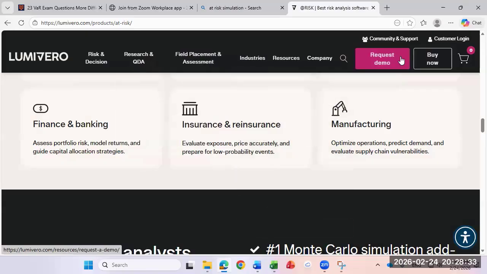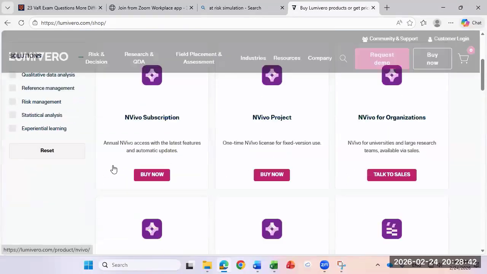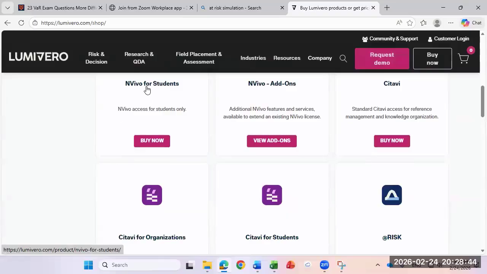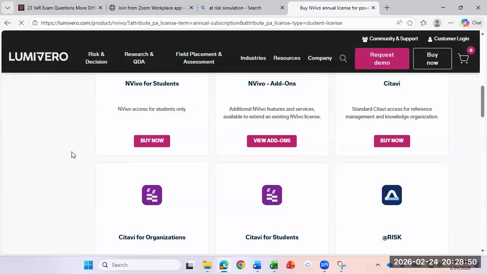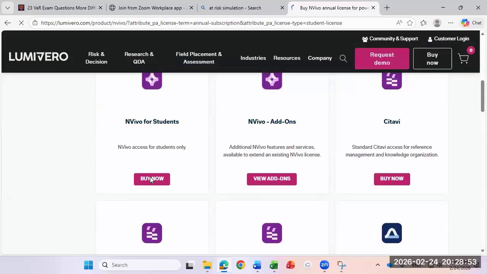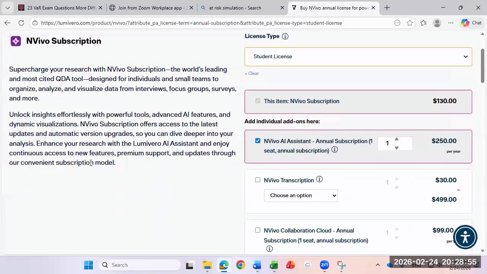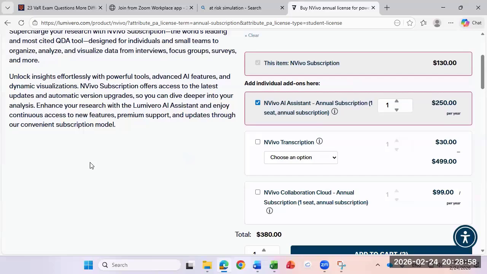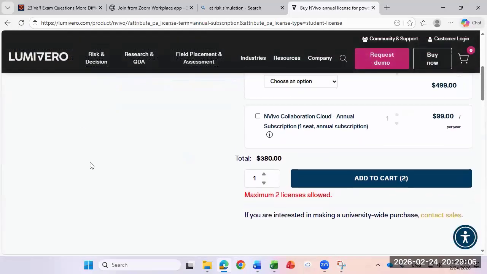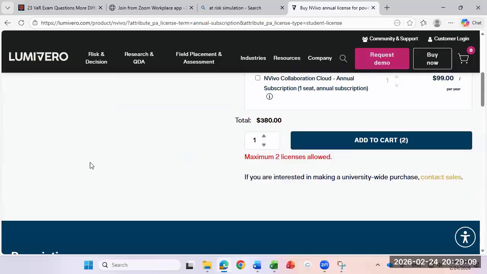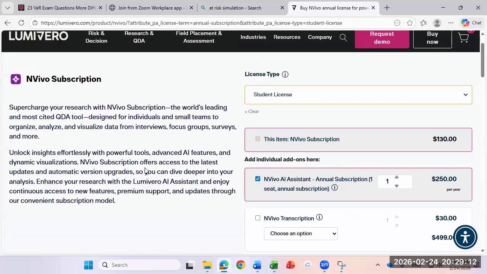Somewhere in here has it. Buy now, maybe it would tell me. Well, it takes forever. There we got it for students. That means it's cheap, right? Or not? $130 a year. It's not terrible. I don't know what these other prices are. Yeah, total 380. I don't know what all you're buying there, but 380.